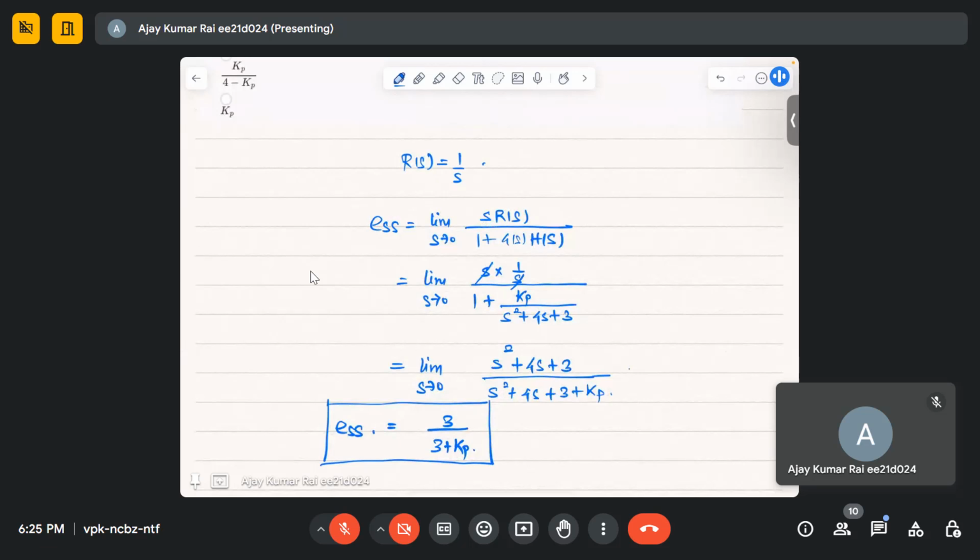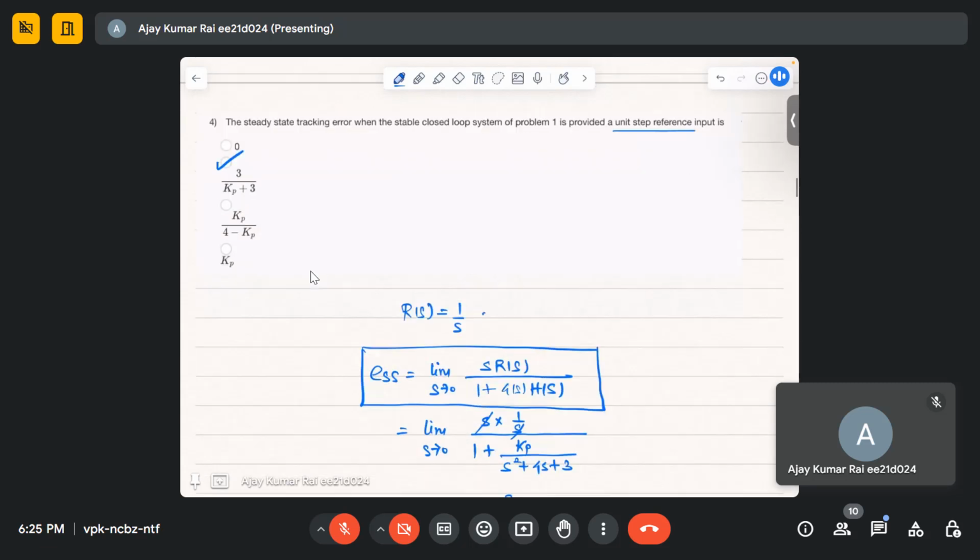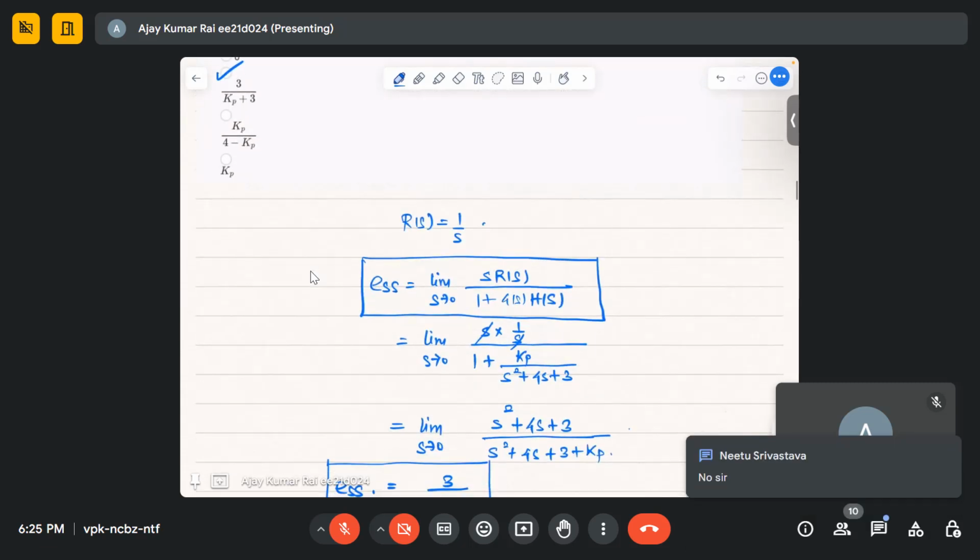Very simple. So this is steady state tracking error. If you know this formula, just put in all the values. So Rs is already given in the question, which is 1 by s. Okay, so this is unity step reference, which is equal to 1 by s.